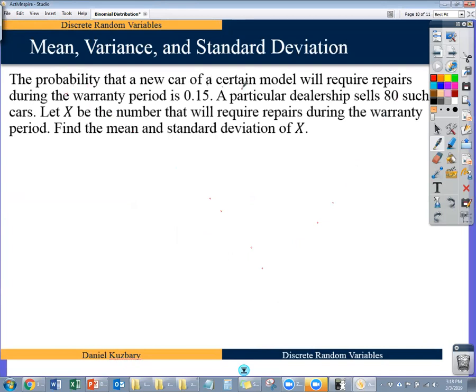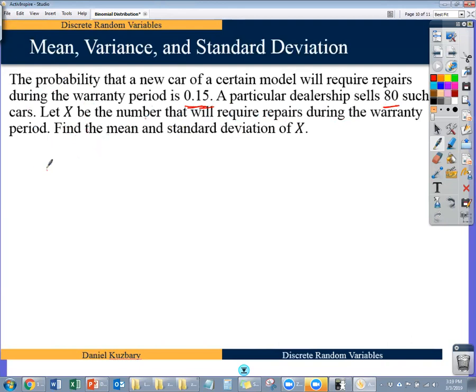I've got a probability that a new car of a certain model will require repairs during the warranty period being 0.15. A particular dealer sells 80 such cars. X is going to count the number of cars that will require repairs during the warranty period. Find the mean and standard deviation.